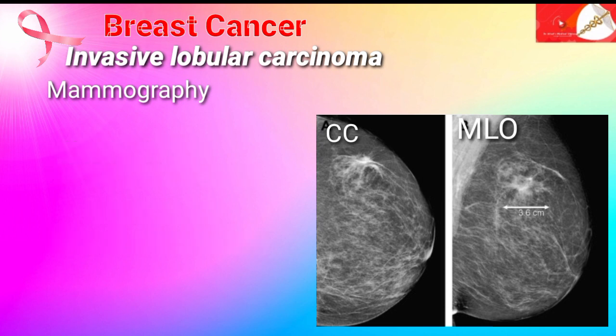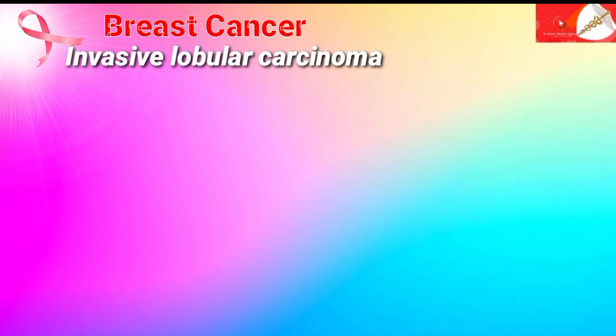In these mammograms of a woman with breast cancer, you can see both views, craniocaudal and mediolateral oblique. However, invasive lobular carcinoma is often better visualized on the craniocaudal view than the mediolateral oblique view. In this view, you can see a mass in the upper outer quadrant with irregular spiculated margin and maximum diameter of 3.6 cm, which was shown to be a multifocal invasive lobular carcinoma.